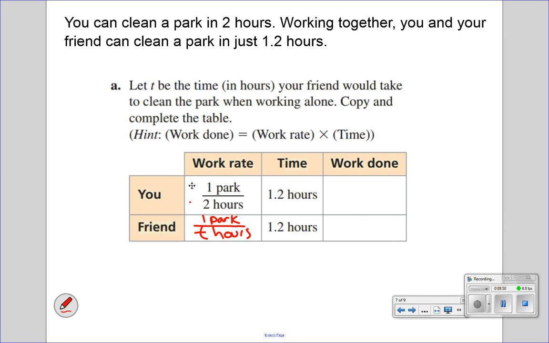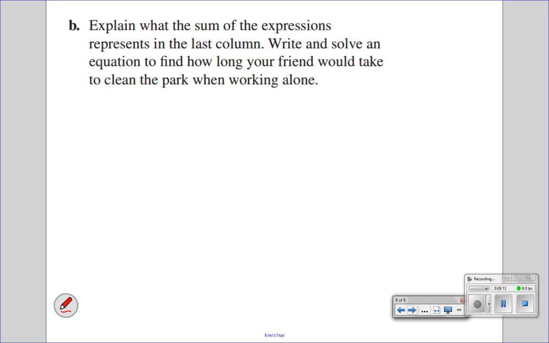So if we do 1 over 2 times 1.2, we get 0.6 parks. And when we do 1 over t times 1.2, we get 1.2 over t parks. So if we add up these, we get the total amount of parks done. We want to do one park, so we're going to do the sum: 0.6 plus 1.2 over t equals 1.